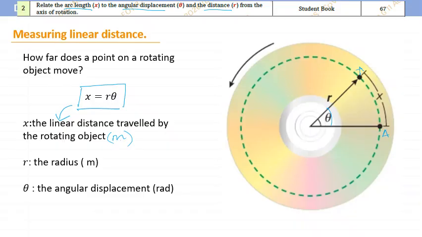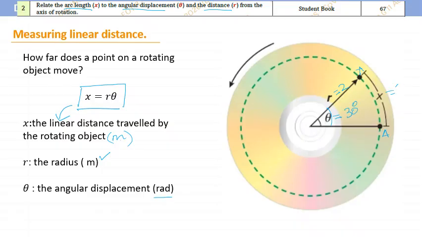And what about the r? It's radius. Obviously it will be measured in meter. And what about theta? Theta will be measured in radian. One important thing you need to remember: sometimes to confuse you, in a question they will give degrees. For example, in this question I'll take the radius of this circular track as 2 meter, and the angle rotated is 30 degree.